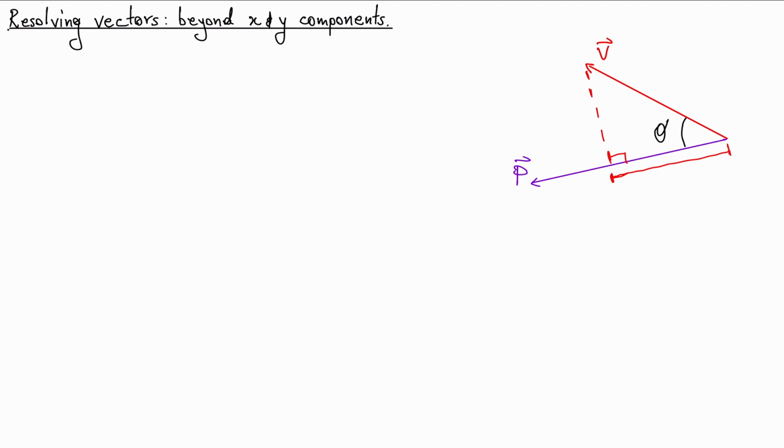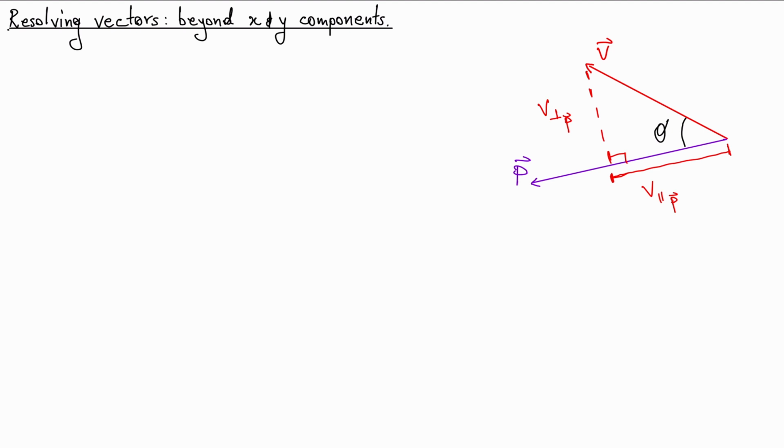So let's give it a name. Let's say it's v parallel to p. So that's the horizontal side, or maybe this side here. And this side, the dotted line, is the side opposite to this angle, but also this side is perpendicular to the purple vector, vector P. So let's also give it a name, call it V perpendicular to P. It's the part of vector V that's perpendicular to vector P.